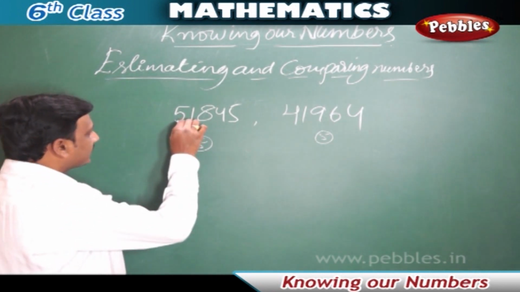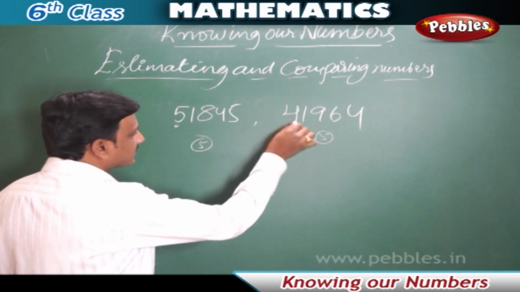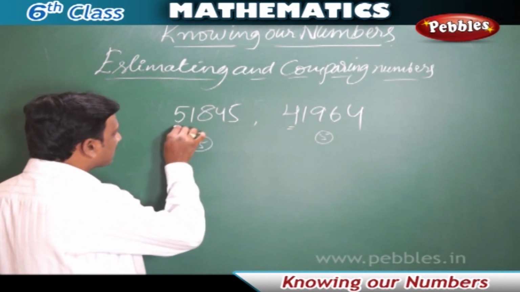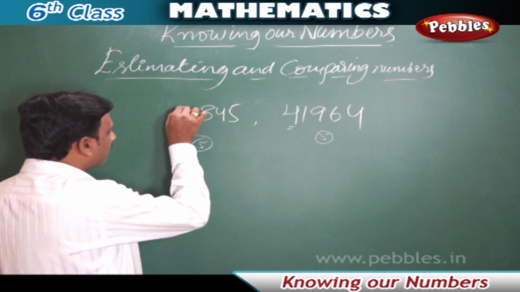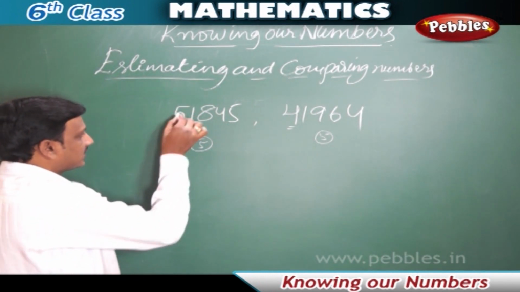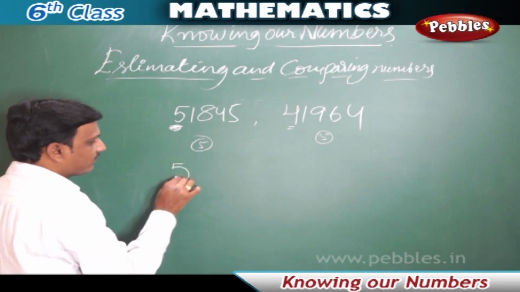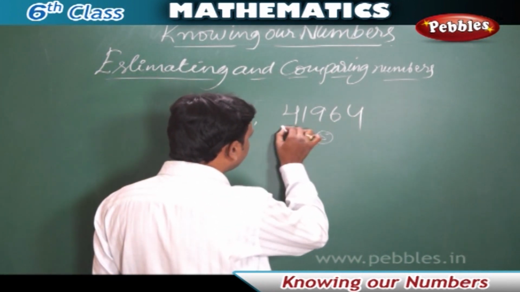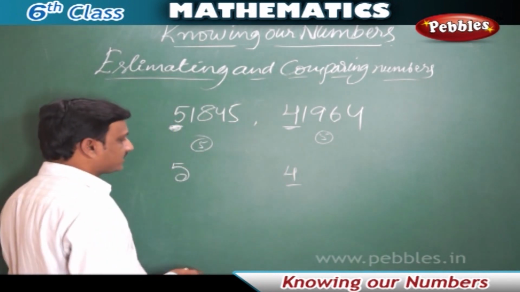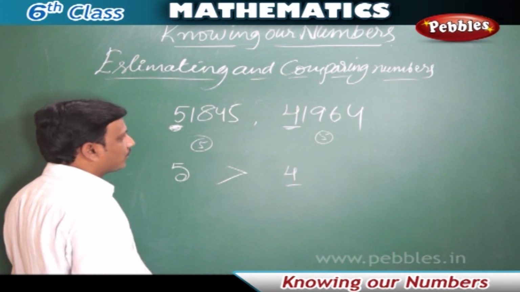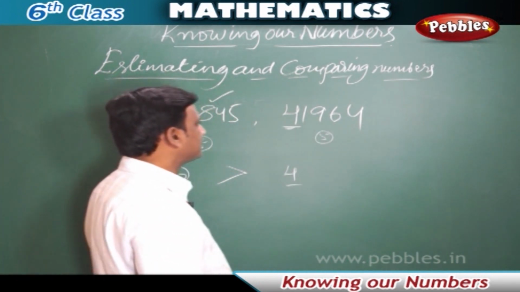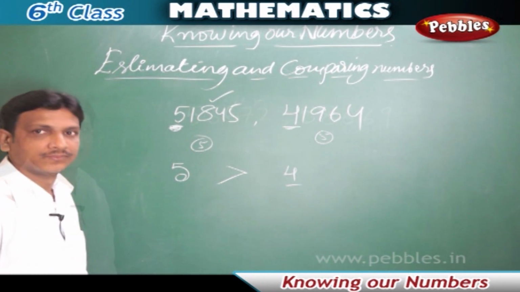Now, we can look at the place values. These numbers have the 10,000 place value on the left side. So first we see the 10,000 place value. What is that 10,000 place value here? 5. And for this number in the 10,000 place value, it is having 4. So which is greater? 5 is greater than 4. So this number is the greater number and this is the smallest number among the 2.